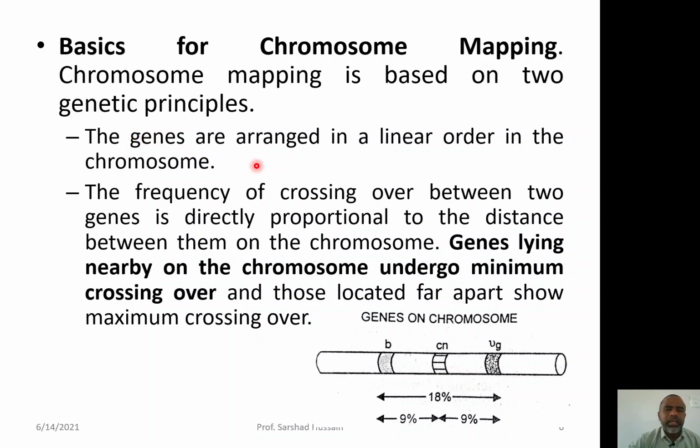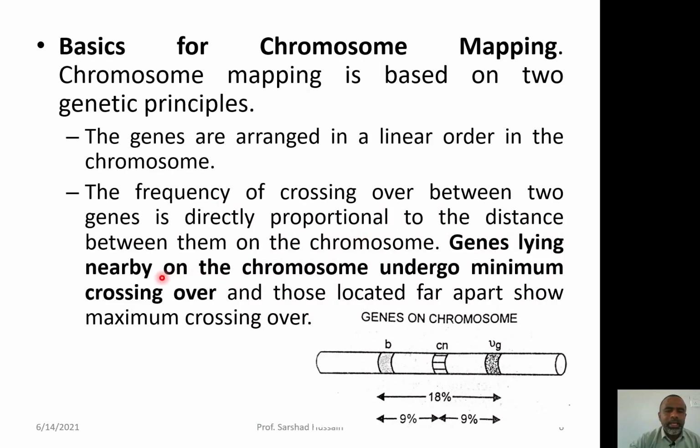First, the genes are arranged in a linear order in a chromosome. You can see that it is B, then CN, then VG. It is a linear arrangement, not overlapping or any other type of arrangement. Second, the frequency of crossing over between two genes is directly proportional to the distance between them. This is the Morgan-Sturtevant hypothesis.